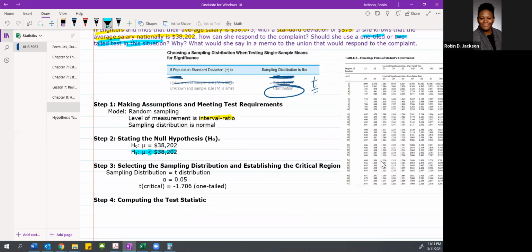And what I'm going to do, no, I'll leave it. I'm not going to move anything. Okay, so let's go ahead and work through the steps. So step one, we've already determined that this is interval ratio data. So you'd go ahead and you write out this information.